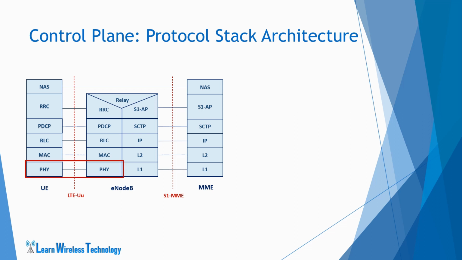The physical layer processes the data from transport channels by modulating and coding the information. The data is mapped to the resource blocks and an OFDM signal is generated to be transmitted over the air interface.